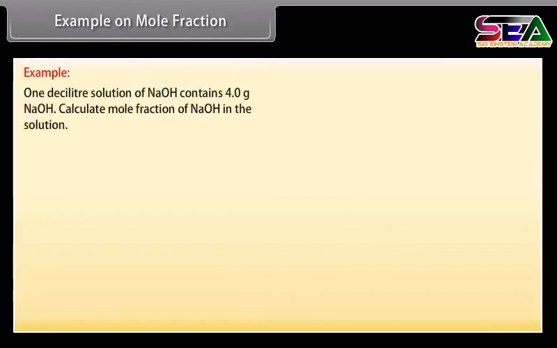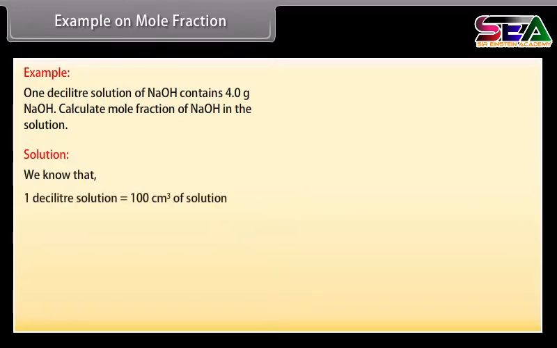Example on mole fraction. Let's take an example of mole fraction. 1 deciliter solution of NaOH contains 4 gram NaOH. Calculate the mole fraction of NaOH in the solution. Let's see the solution. We know that 1 deciliter solution is equal to 100 cubic centimeter of solution. Mass of 100 cubic centimeter of solution is equal to 100 into 1.0398, which is equal to 103.8 grams.